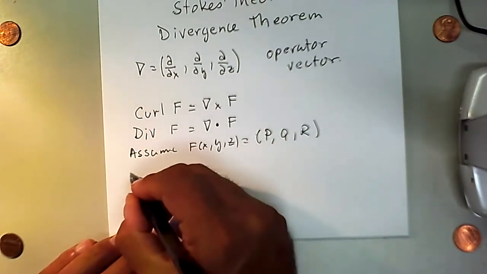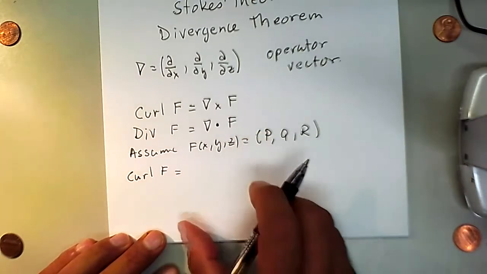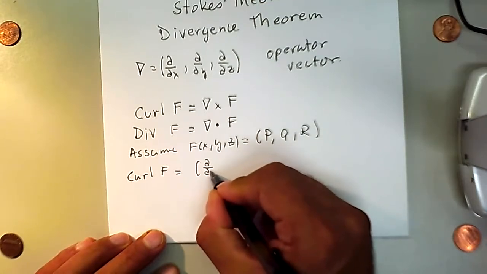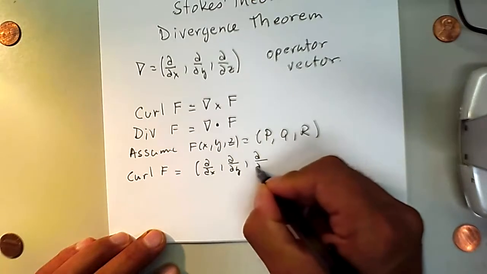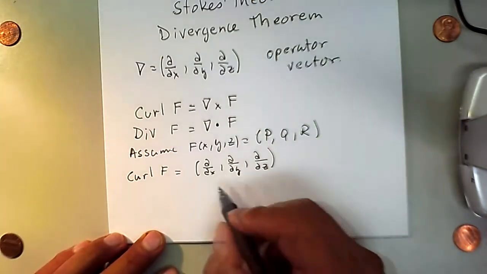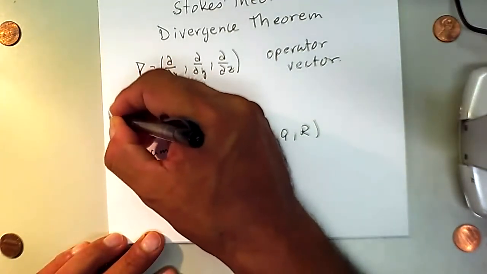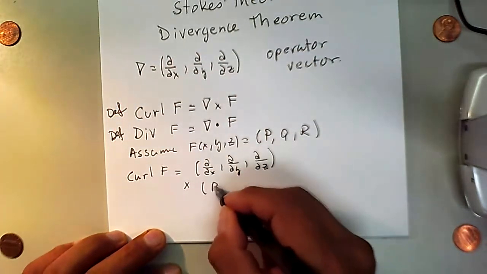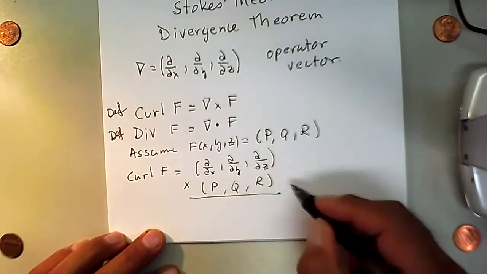So the curl of f, I'm going to write this in a vertical fashion. It's easier for me to visualize. So partial with respect to x, partial with respect to y, partial with respect to z as an operator, and together they make an operator vector, crossed, because that is a definition. Those two are definitions, with p, q, r. All right, and remember how we do this.